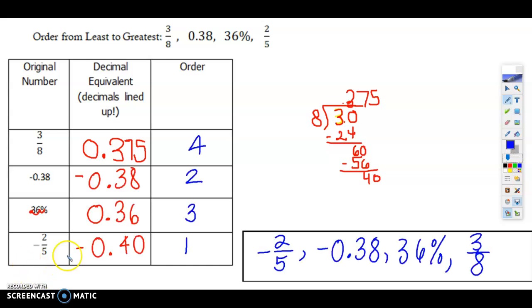Okay guys, how'd you do? So we've got all of them put into decimal form, and then I know I needed to go from least to greatest, and negative 0.4 is further away from 0 than negative 0.838. So I was looking at my two negative numbers first. And negative 0.4 is further away from 0. So that came second, this one came first, and then I went to my positive numbers. 0.36 is smaller than 0.375. And this is the correct order.